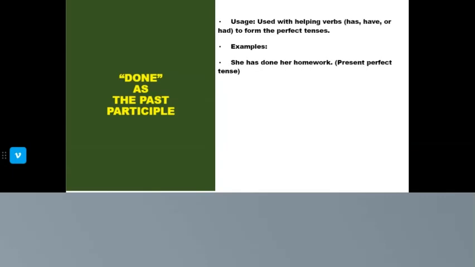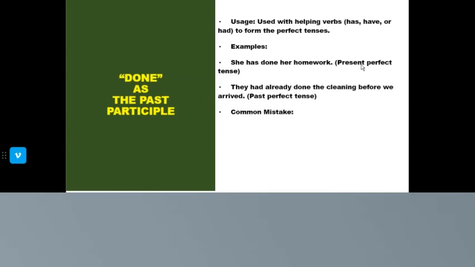Now let's look at done as the past participle. Usage. It is used with helping verbs has, have, or had to form the perfect tenses. Examples are as follows. She has done her homework. This is present perfect tense. They had already done the cleaning before we arrived. This is past perfect tense.